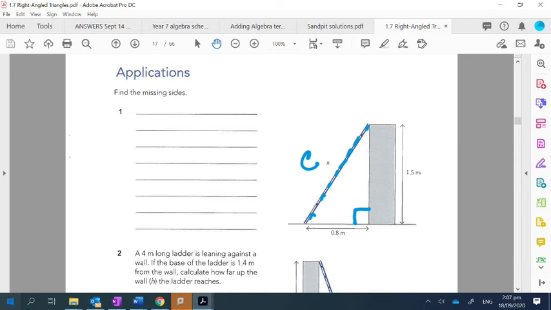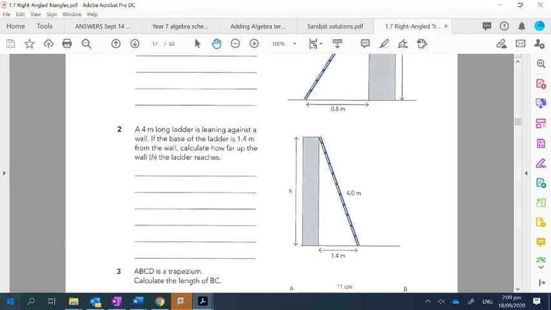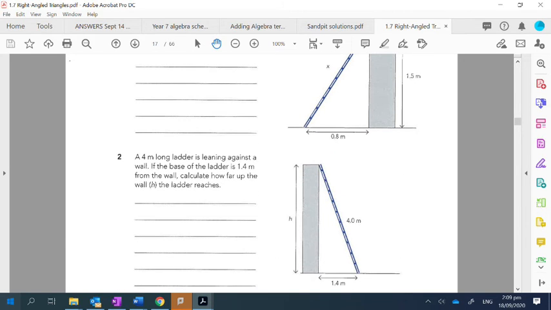All right, so let's look at a couple of these. A 4-meter long ladder is leaning against a wall. If the base of the ladder is 1.4 meters from the wall, calculate how far up the wall the ladder reaches. Right? So they've already given you the drawing, so this one's even easier.